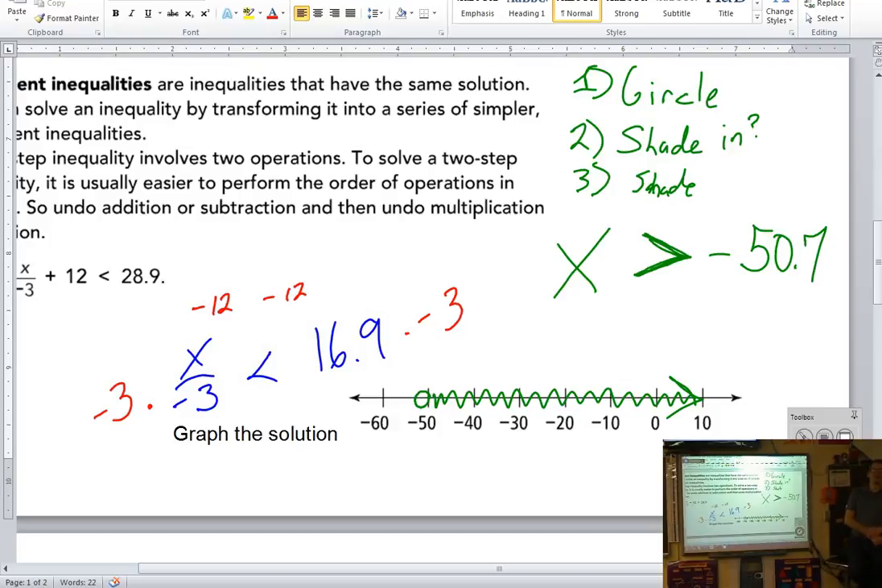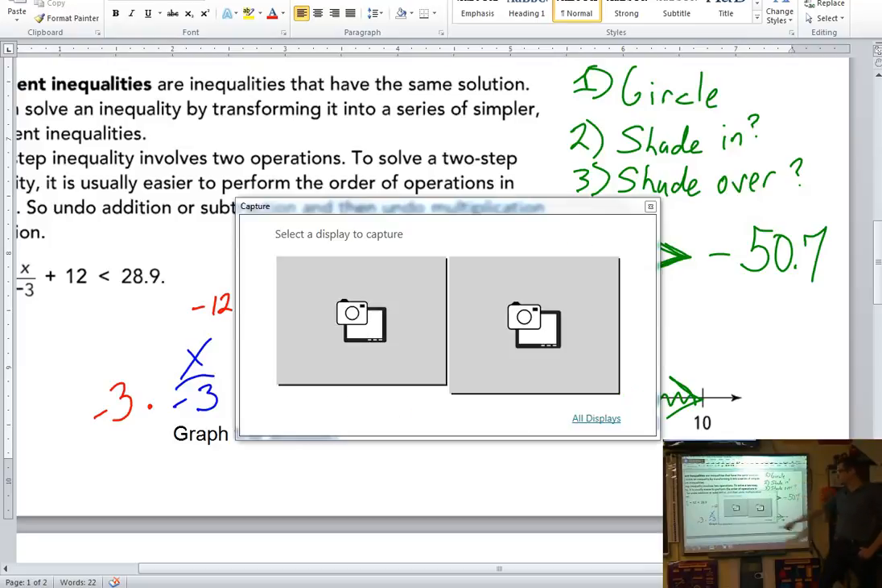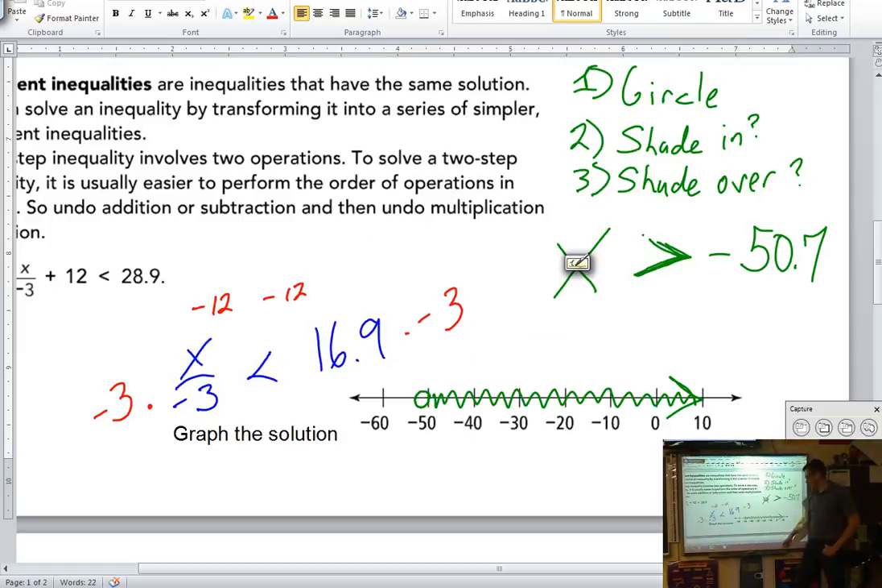Any questions? So we ask ourselves about shading twice. First thing we do is ask, is the circle shaded in? So we shade in, then we shade over. So it's do we shade in, which direction do we shade over? So closed or open, left or right, sort of is what you're asking yourself. Any questions from the front remaining?